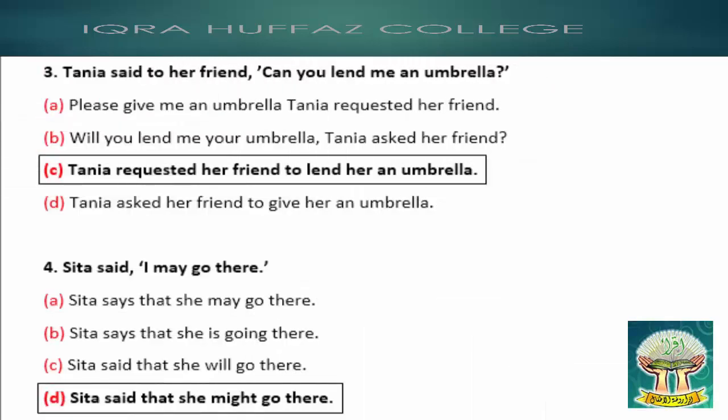Then sentence number 3. Tanya said to her friend, can you lend me an umbrella? This is an interrogative sentence starting with an auxiliary verb, can. Option number C is the correct option. Sentence number 4. Sita says, I may go there. Option number D is the correct option out of these 4, A, B, C and D. Sita said that she might go there. May changes into might in indirect sentence.